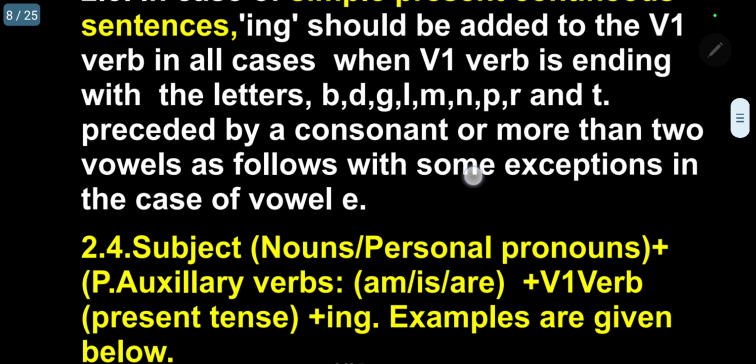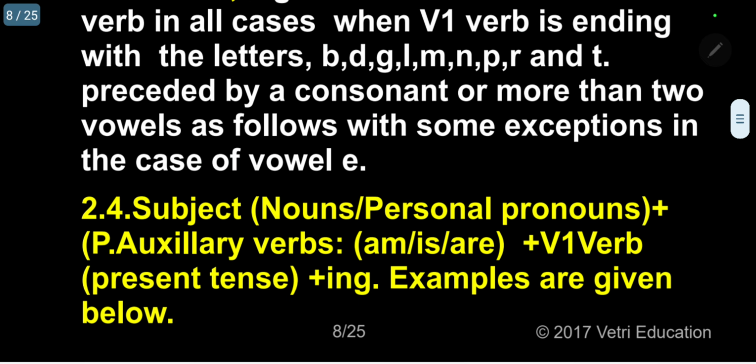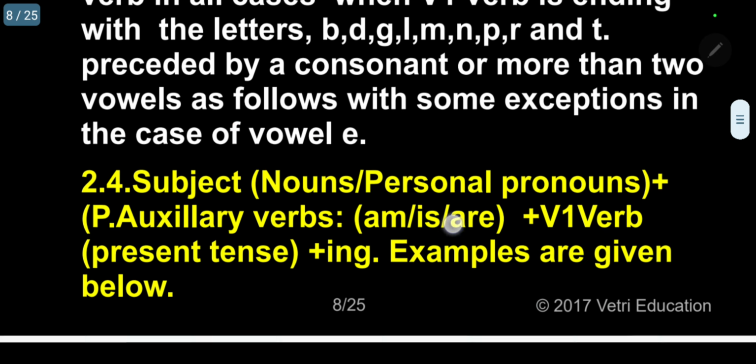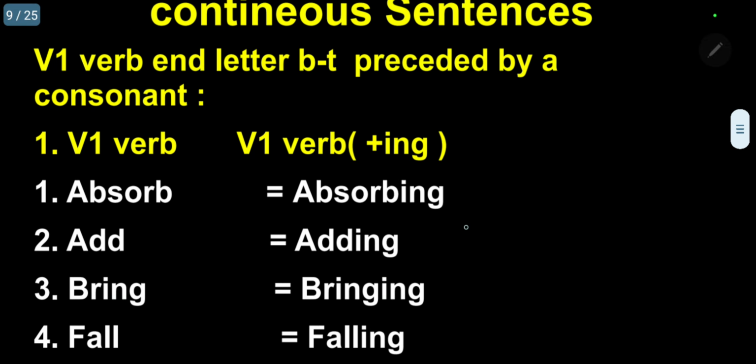Please follow. Now, this is the formula. Subject, nouns or personal pronouns, plus primary auxiliaries as usual, am, is, are, we have to add, and then V1 verb, present tense, plus ing, then we will form a simple present continuous sentence. Examples are given below. Now, kindly follow me. Very, very easy.